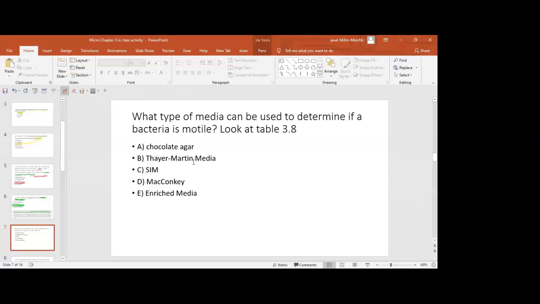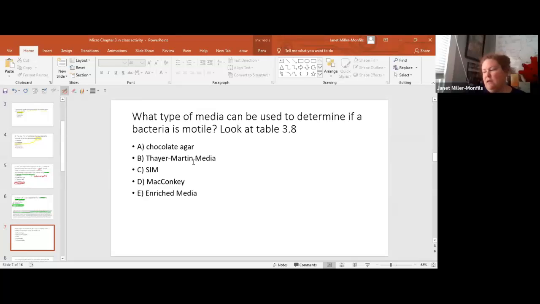Is it going to be C, SIM? Yes, it is SIM. Okay. So by looking at that table, we can figure out we're looking for just the motility. Chocolate agar is going to be specific for nutrients, etc. So the one that we would want to look for would be the SIM media, and that will help us look for motility. So very good.